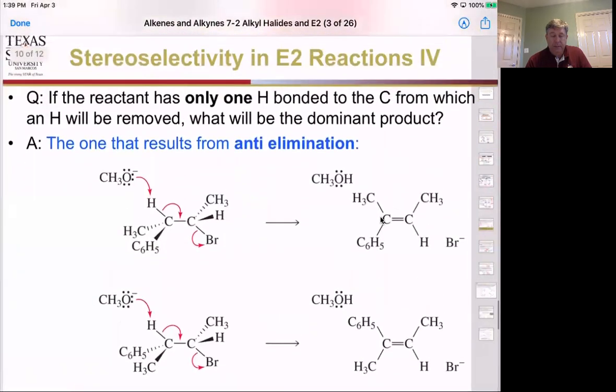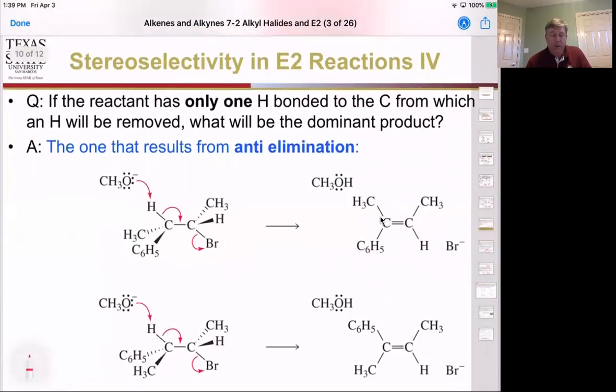Okay, so let's look at that one more way. What if the reaction only has one hydrogen bonded to the carbon, which the hydrogen is going to move? What will the dominant product be? All right, so what we're going to look for is how we can reconfigure the system such that we have the proton that's leaving anti to the halogen that's leaving.